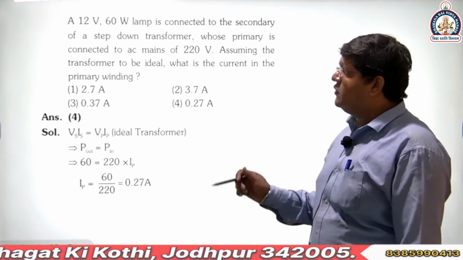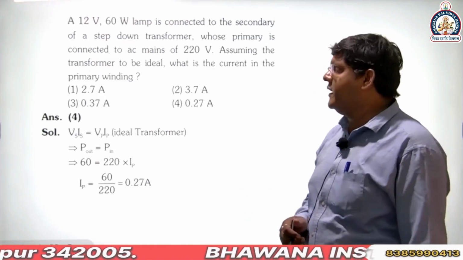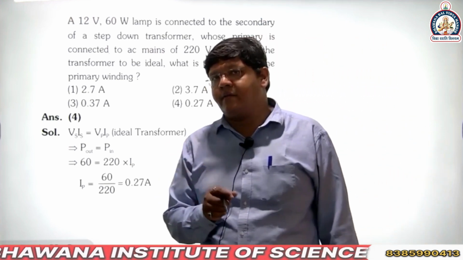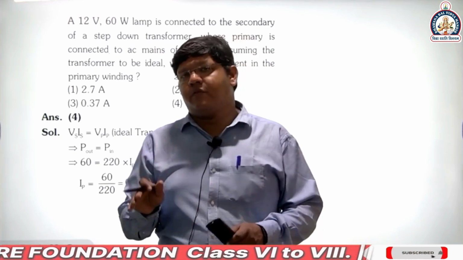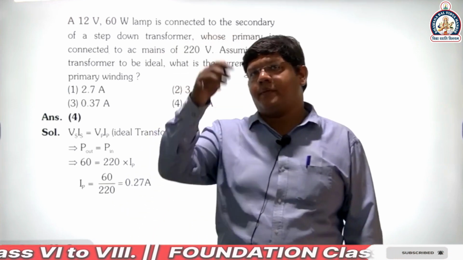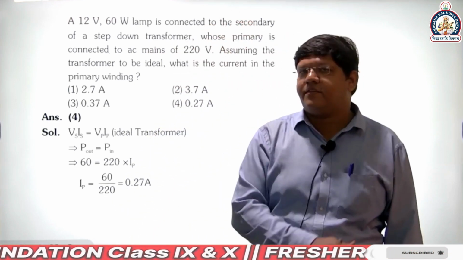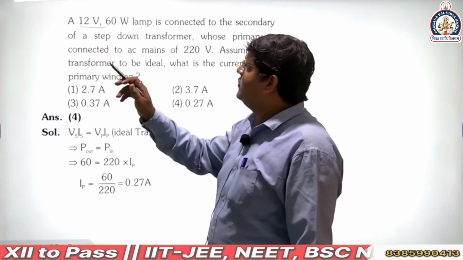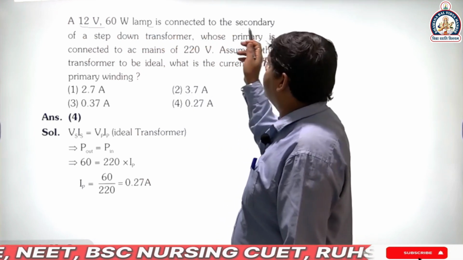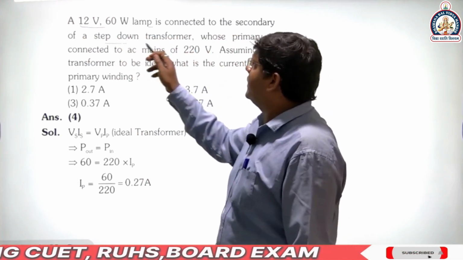Now the other question is related to the transformer technique. As we all know, a transformer is a static device used to transform power from one circuit to another. A transformer performs two types of work: first is the step up of the voltage, another is step down. Now according to the question, we are provided with a 12 volt source, a 60 watt lamp connected to the secondary of a step down transformer.